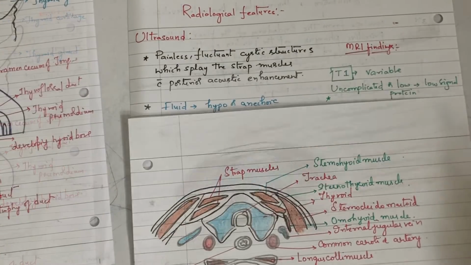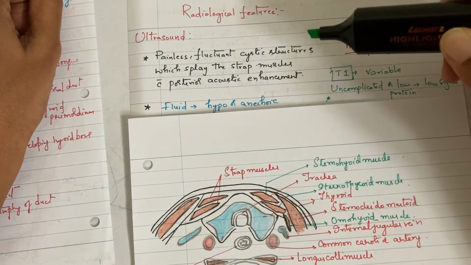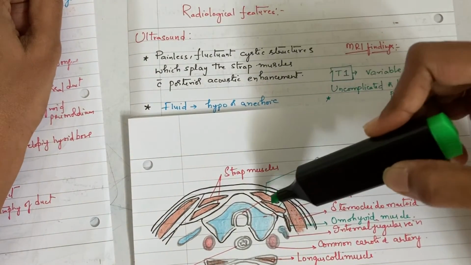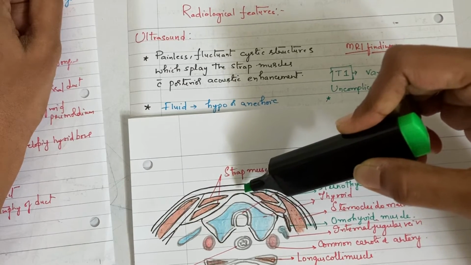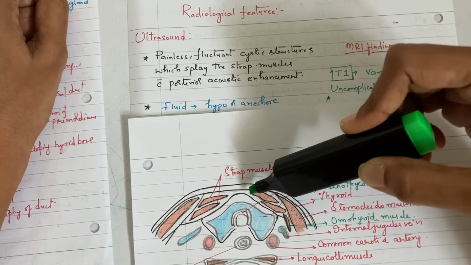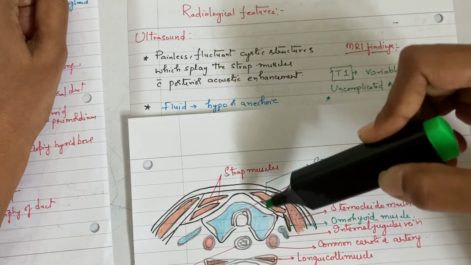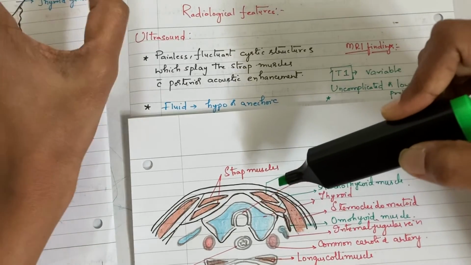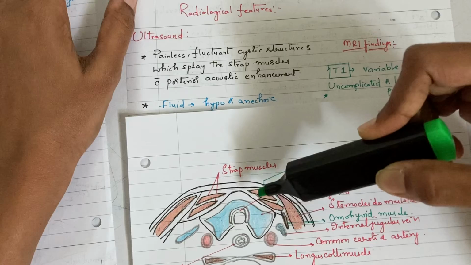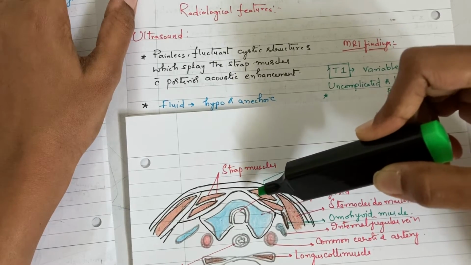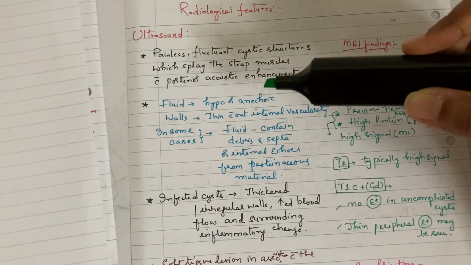So on ultrasound, it is a painless fluctuant cystic structure. These are midline structures, and the cyst might be there. Midline means within 2 cm of the midline, the cyst can be there. And they splay the strap muscles. As it is a cyst, there is posterior acoustic enhancement. So a painless fluctuant cystic structure which splays the strap muscles with posterior acoustic enhancement.